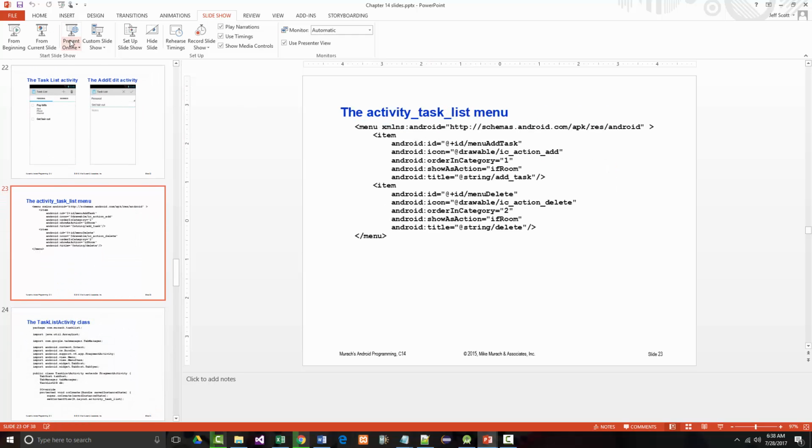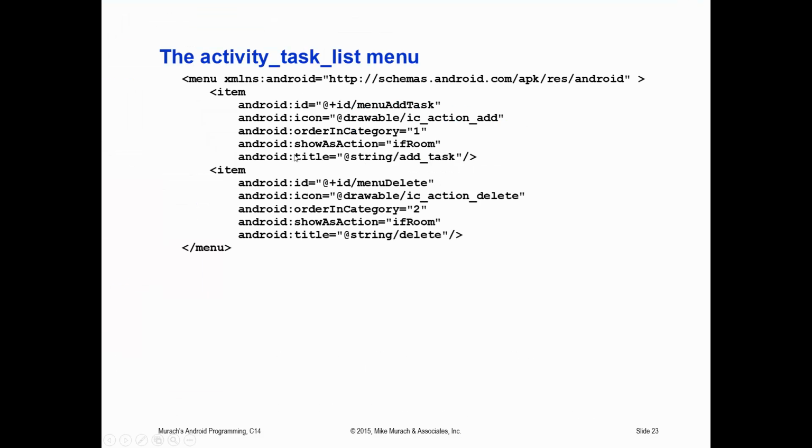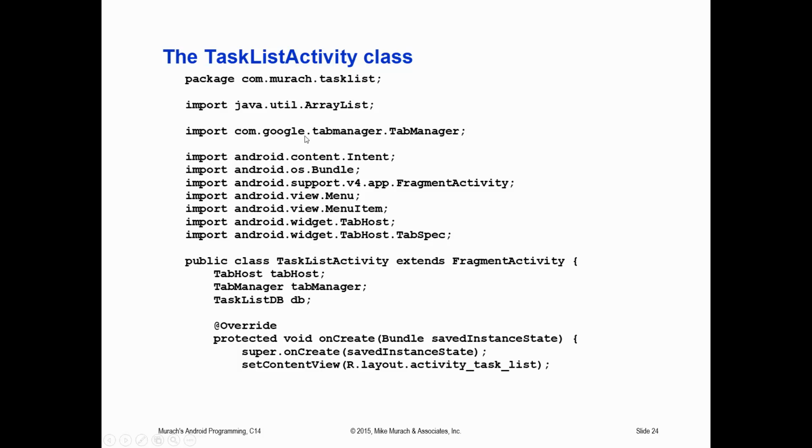Now, in Figure 14.9 on pages 454 and 455, they show the code that defines the menu for the task list activity. The code shows two menu items, okay? The add task item and a delete item. Both of these items display icons in the taskbar if there's enough room. So, the complete code is shown. It takes up Figure 14.10, which is pages 456, 457.